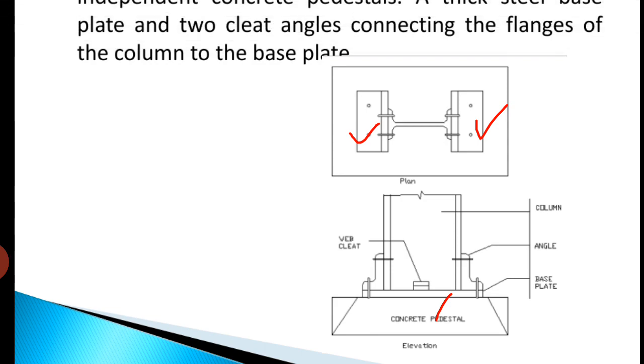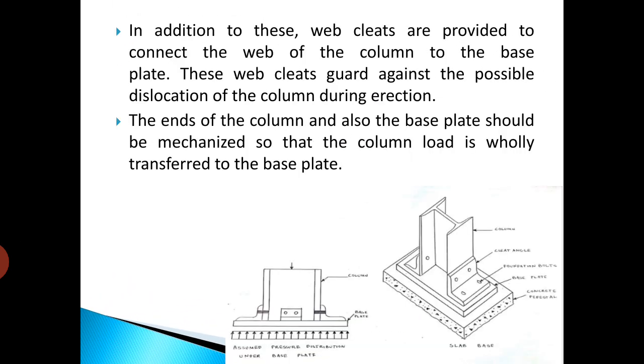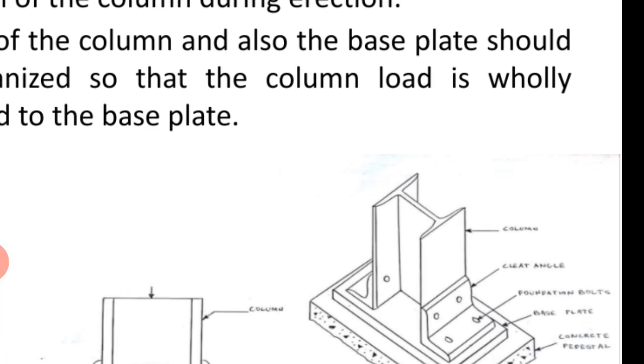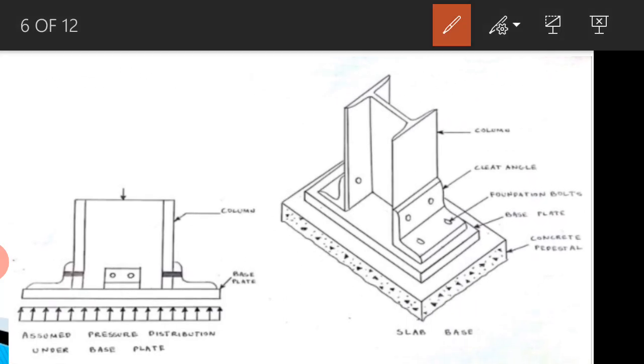Sometimes, in addition to these, web cleats are provided to connect the web of the column to the base plate. These web cleats guard against the possible dislocation of the column during erection. I'll show you in the 3D part also. So these are cleat angles which are connected to flanges. This is our flange.